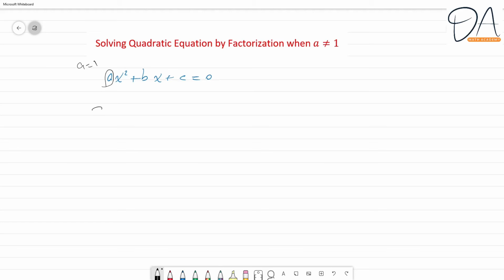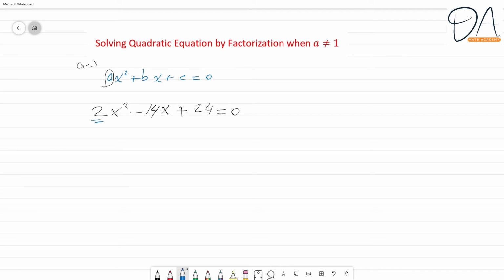So let's say you have 2x squared minus 14x plus 24. You can see that the leading coefficient here is not 1. So the first thing we need to check is whether we can actually reduce it to a quadratic with a leading coefficient equal to 1. The way to do that is to look if we can take a common factor. And the best thing to do here is to see if we can take the leading coefficient as a common factor, because that automatically will result in a quadratic equation with a leading coefficient of 1.